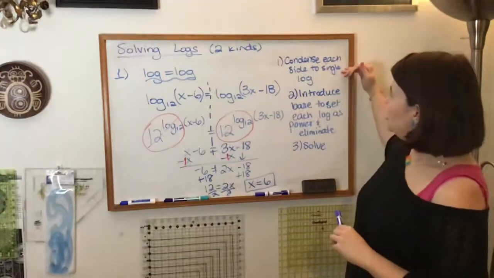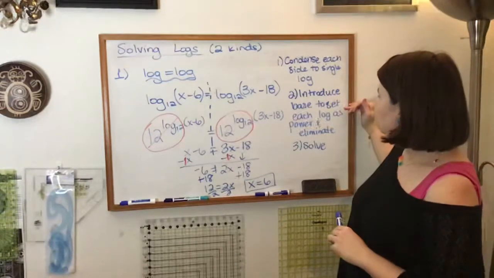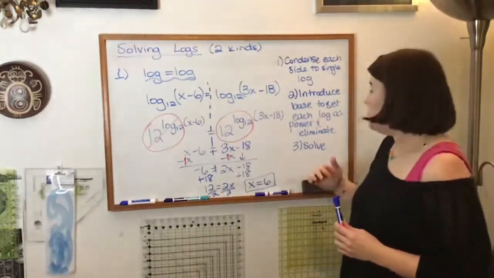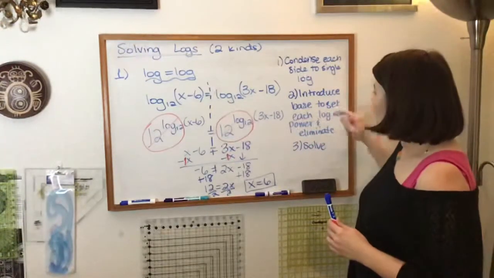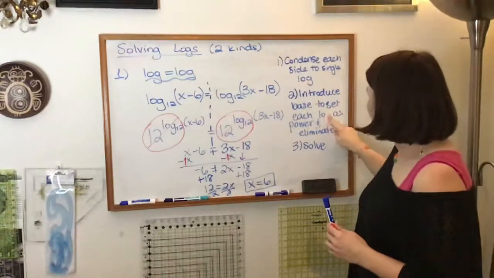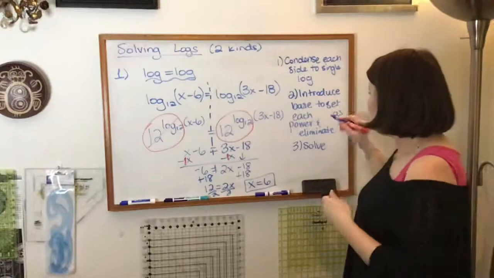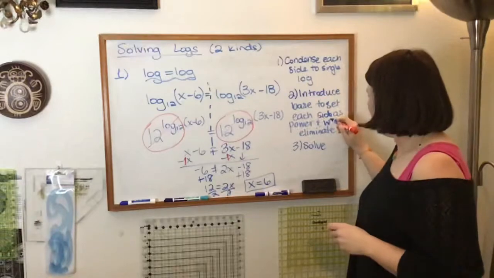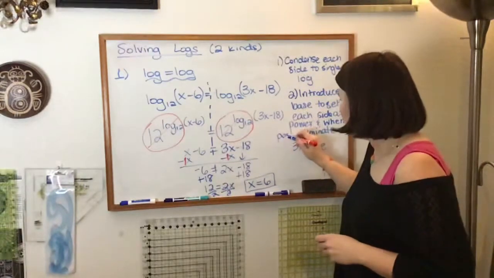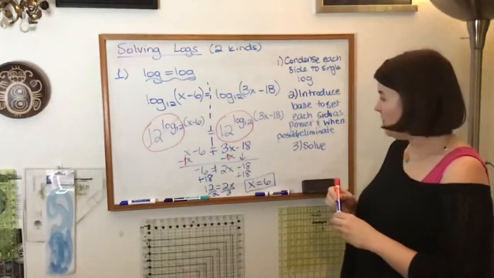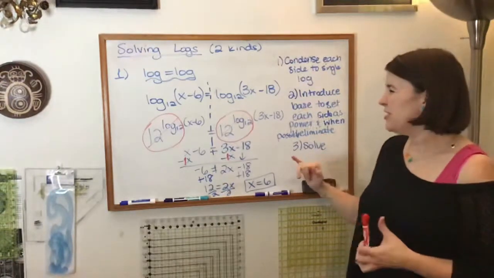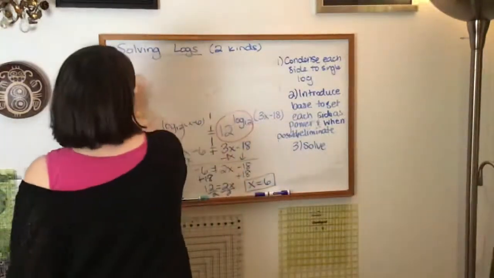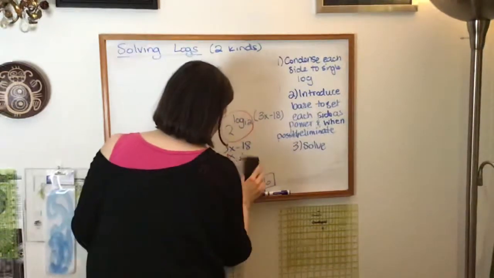All right. Condense each side to a single log, introduce base to get each log as a power and eliminate, and then solve. The next problem is going to be exactly the same, but we're not going to introduce the base to set each log as a power. We're going to introduce it to set each side as a power, and then we eliminate when it's possible. So it's really the same steps. The difference is we're not going to get an elimination on the right-hand side. So I'm going to go ahead and erase this one. The next style is going to be when log is equal to a number.